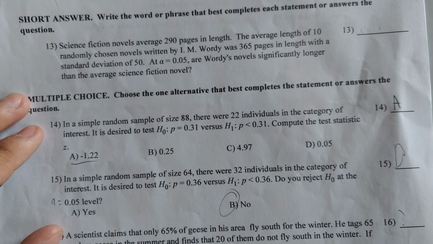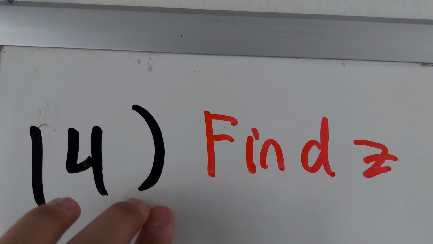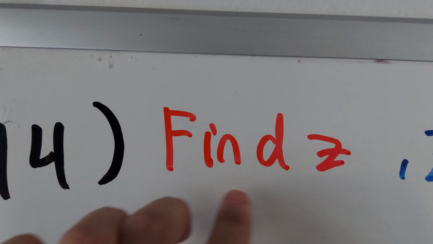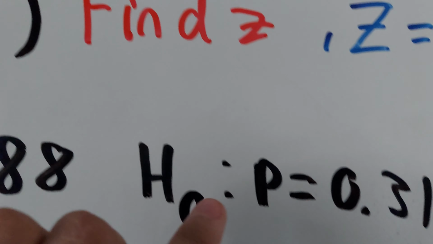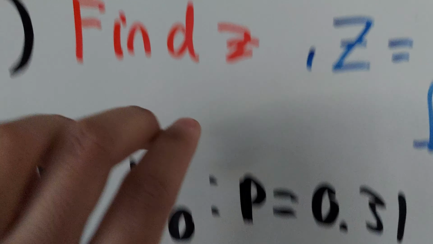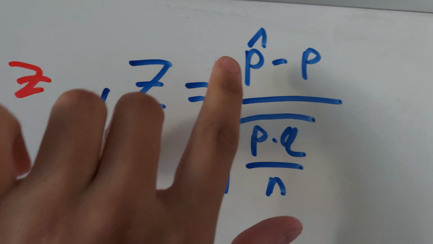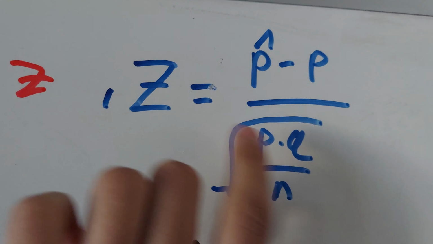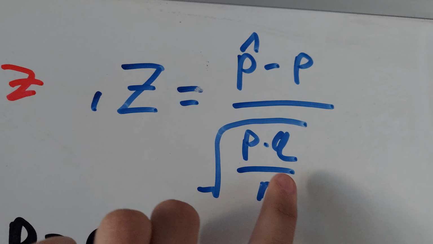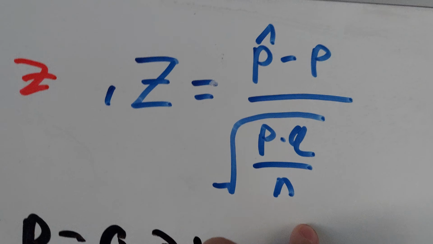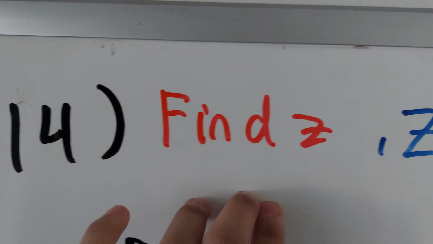So, let's go over to the whiteboard. As number 14 states, we're finding z, and I want you to notice that we're dealing with p. When we're dealing with p, we're going to be using this formula. z is equal to p hat minus p divided by the square root of p times q divided by n. So let's write down what we know.